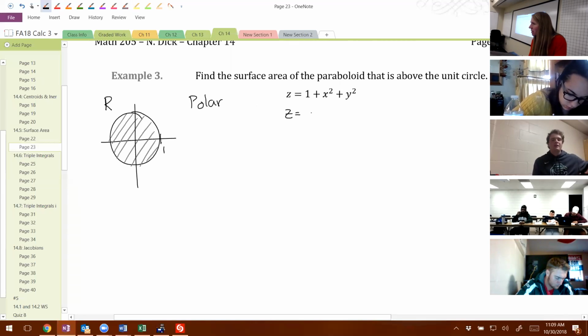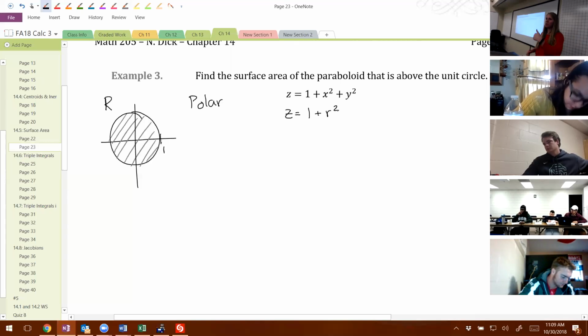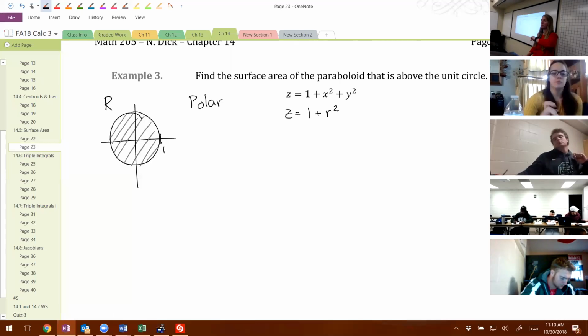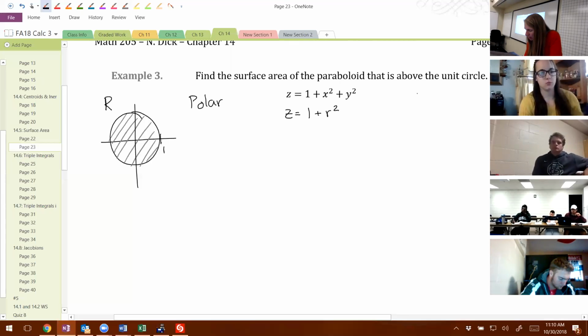How can we represent z in polar coordinates? 1 plus r squared. Yeah, so z is just itself. And if you recognize x squared plus y squared as r squared, you save yourself some work. If you didn't, that's fine. Go back and plug in x as r cosine and y as r sine, and you'll eventually get to this point here. We need partial derivatives, so let's go back and find those now too.